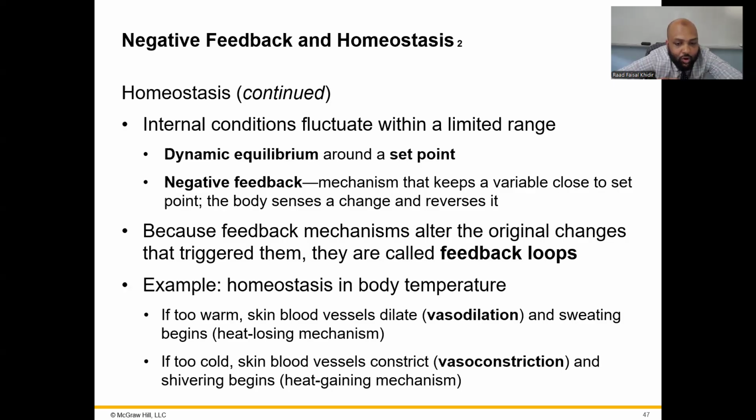For example, homeostasis in body temperature. If too warm, the skin blood vessels dilate, causing vasodilation, and sweating begins, a heat-losing mechanism. If too cold, the skin blood vessels constrict, with vasoconstriction, and shivering begins. We talked about all of that.